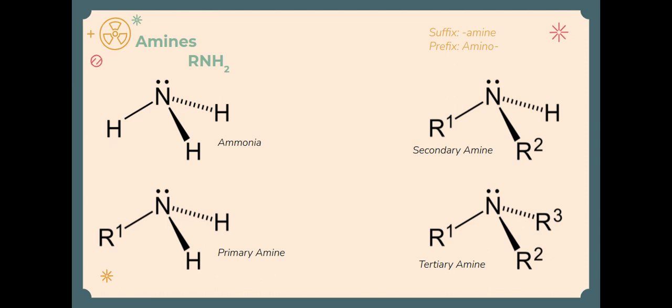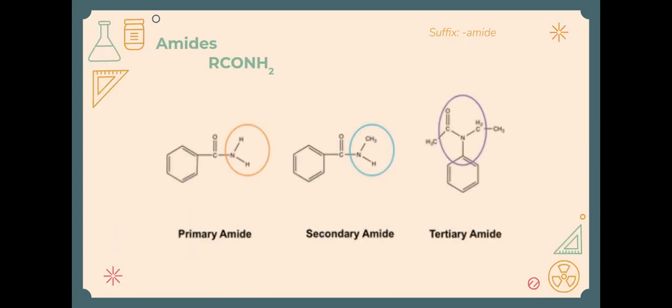Primary, secondary, and tertiary amines have the ability to form hydrogen bonds with protic solvents. Therefore, amines have similar water solubilities to alcohols.